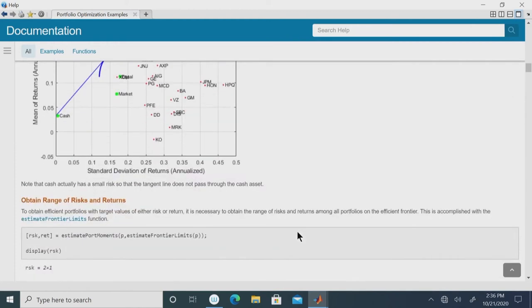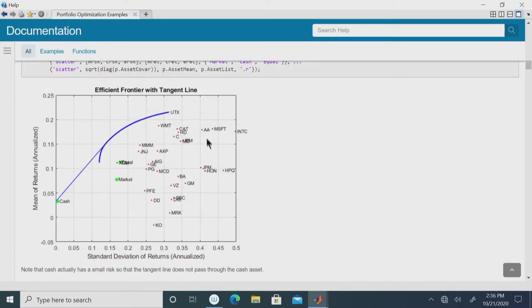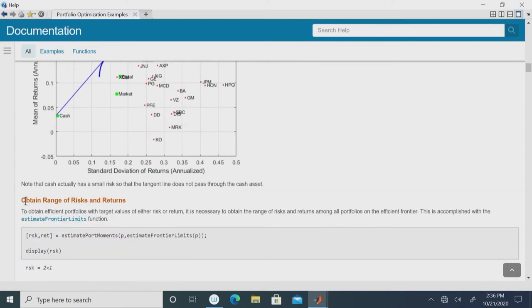Now that we have set up this mu sigma diagram for each of the individual assets along with these three assets, we have the efficient frontier as well as the tangent portfolio. We now want to obtain efficient portfolios with a pre-specified value of either risk or return. That means you want to figure out an efficient portfolio where you either pre-specify the level of risk that you are willing to take, or pre-specify the return that you are expecting, and it is necessary to obtain the range of returns and risks amongst all the portfolios.